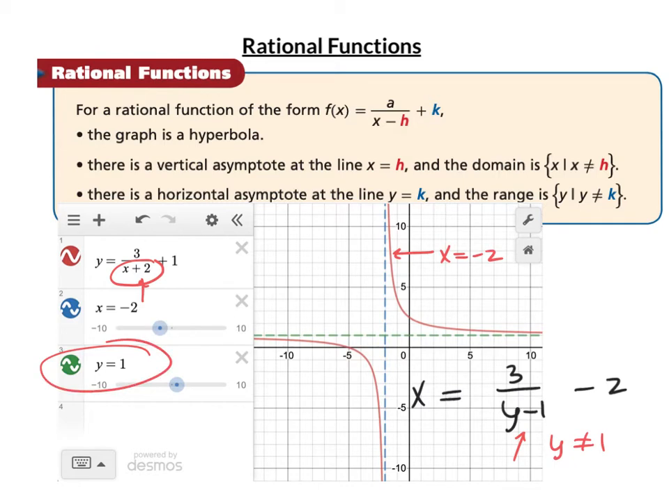Now, we don't need to solve for x to see the asymptote. We just need to understand that there's going to be an asymptote in the parent function at both y equals 0 and x equals 0, and then just look at the equation and understand how transformations affect the graph.